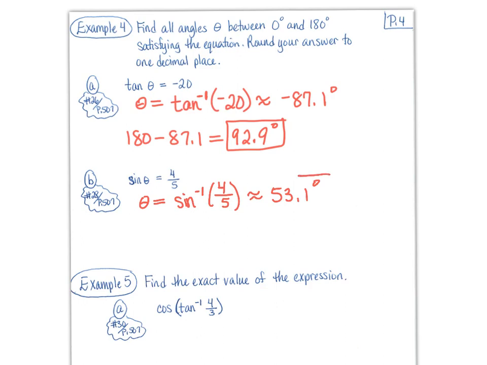That's one solution, right? We can go ahead and box that. That's one solution, okay? So we can say one solution is theta equals 53.1 degrees. And we can say that's one because that's between 0 and 180, right? What else can we do? Can you give me another one?